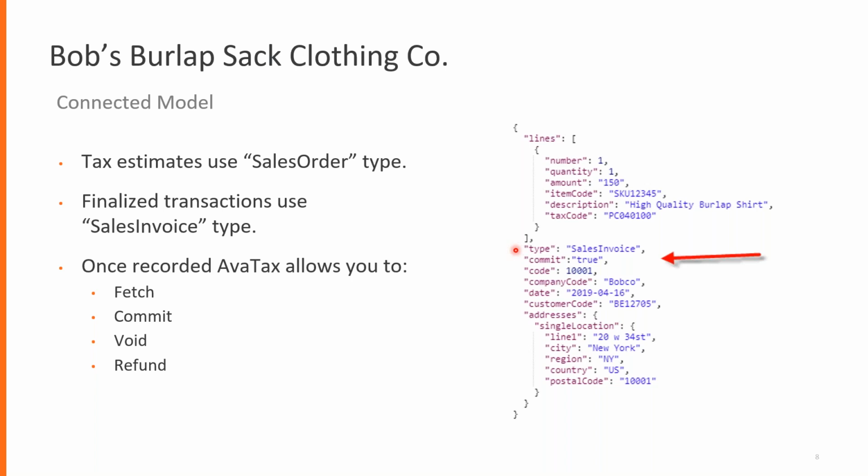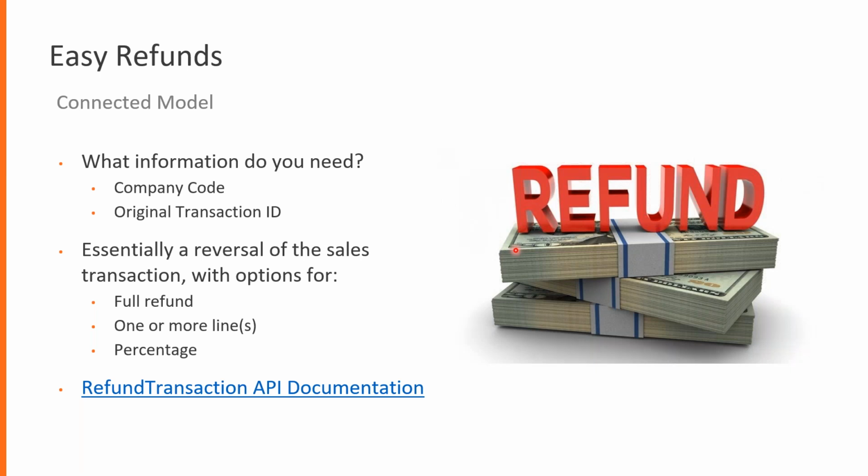Perfect. So we bought our burlap sack, we take it home, we try it on. We obviously do not like the feeling of burlap clothing, so we're going to want to return that guy. When we refund a transaction, we've actually got a really easy way to process refunds. We have an API specifically for refunds. The information we need to process a refund using the API is the company code of the original transaction and what that original transaction ID was. So that's why it's very important, if you're going to leverage this API, that we also record and commit those transactions with the appropriate code or the identifier from the POS system.